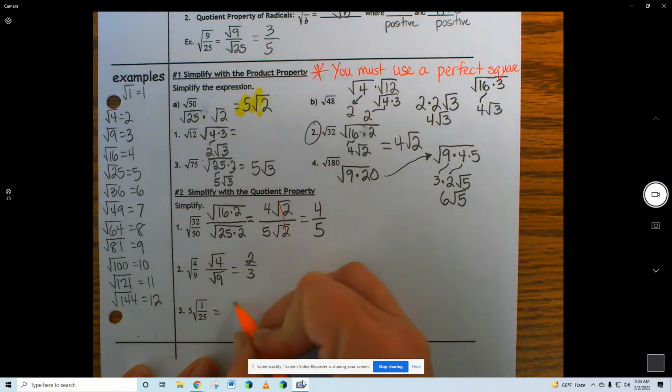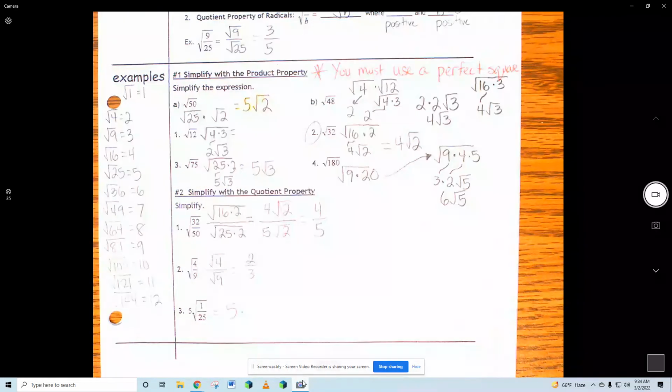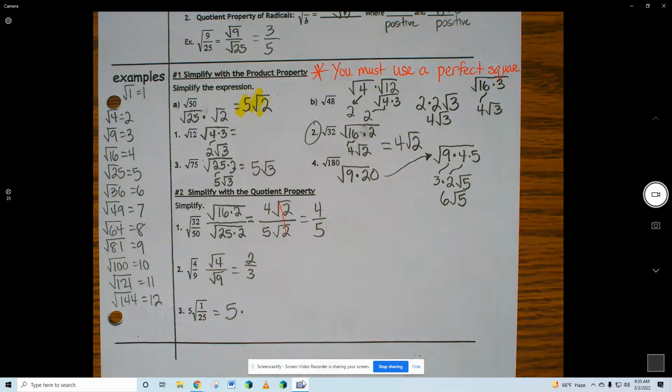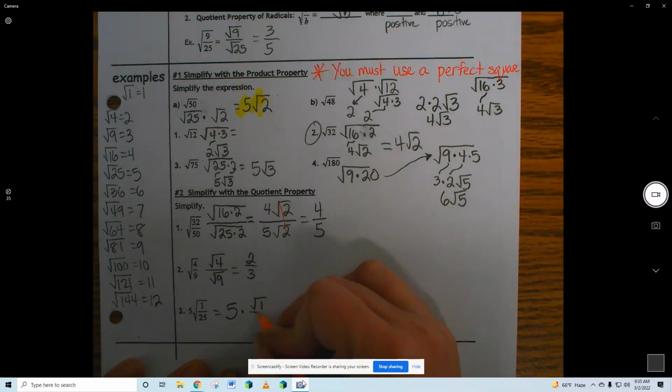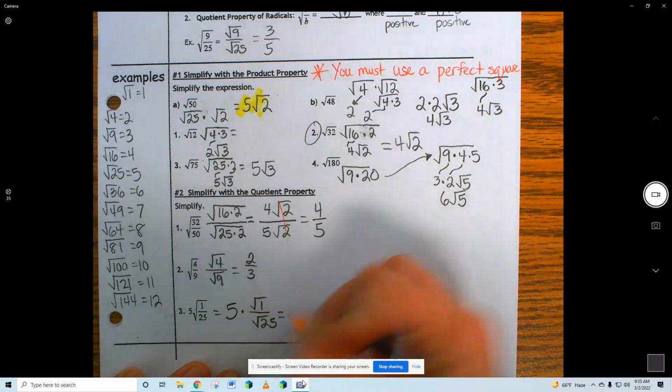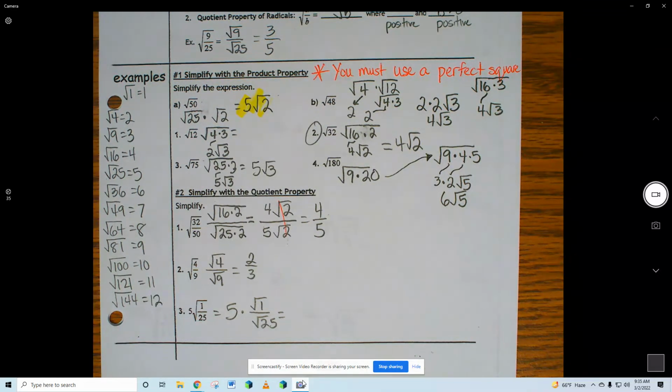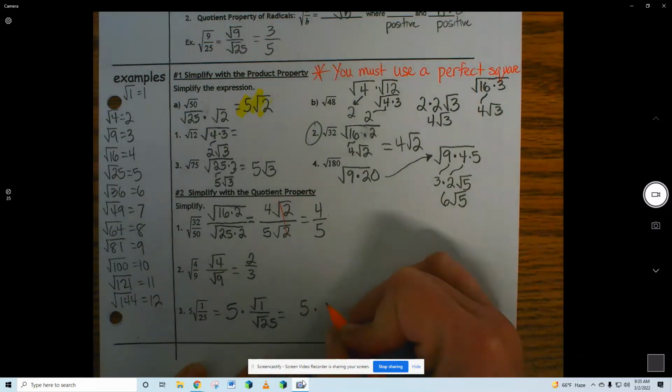All right. The 5 in front means times, rad 1 over rad 25. Split apart. Numerator, rad 1. Denominator, rad 25. A number in front means multiply, 5 times that. What's the square root of 1? This should be easy. Square root of 1 is 1. What's the square root of 25? 5. So this now becomes 5 times 1 over 5.